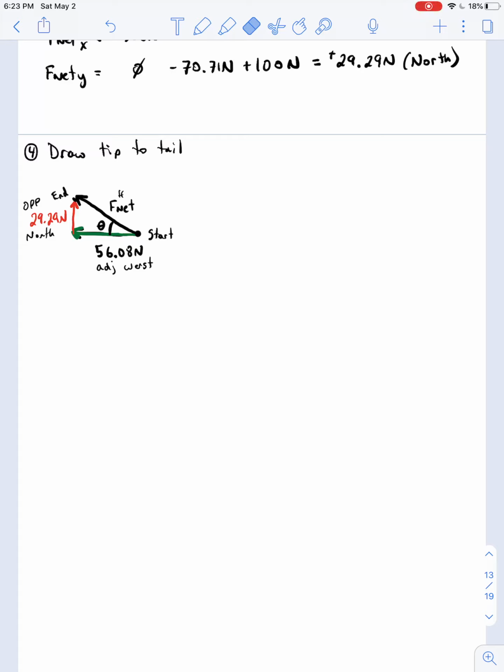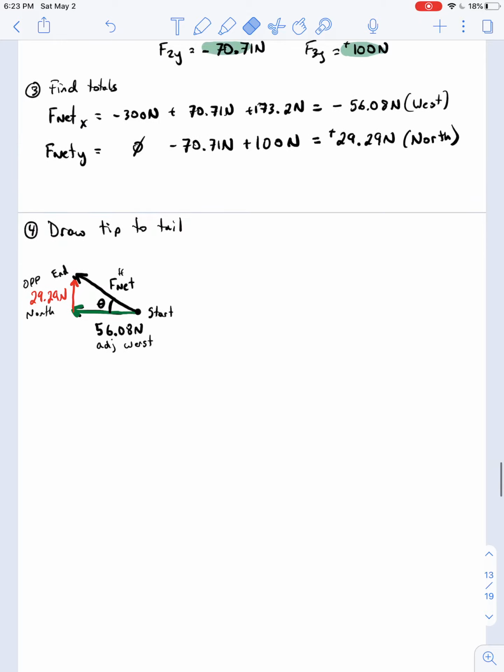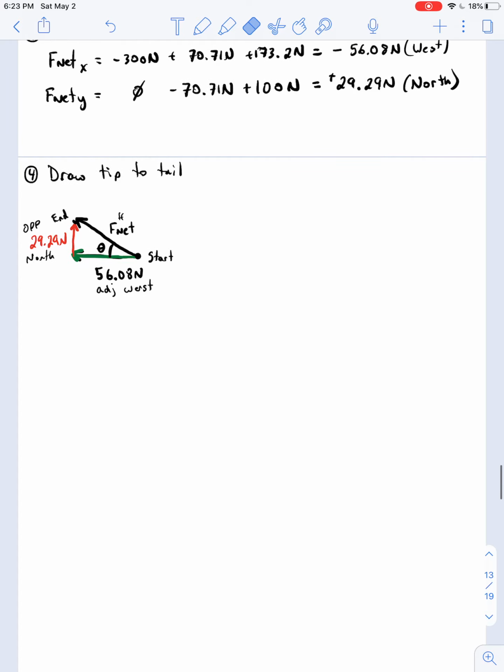We just finish up this question in the next video here. So we have drawn our components, we found the components, we've added them up to get the totals. We've now drawn our vector tip to tail, and so now we're going to just determine the magnitude and direction of this vector. A couple of things that we noted in the last video.